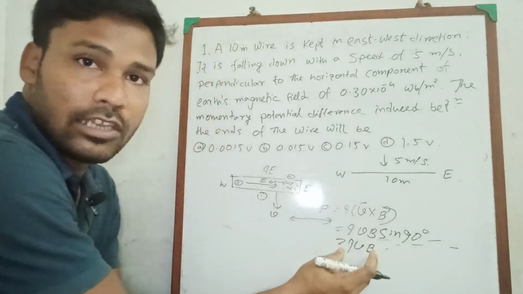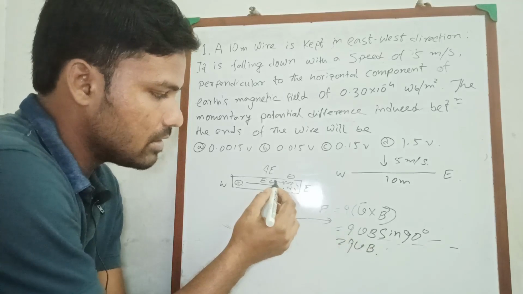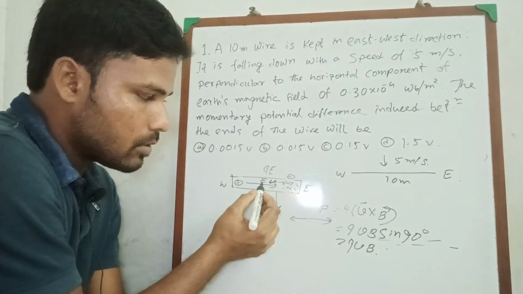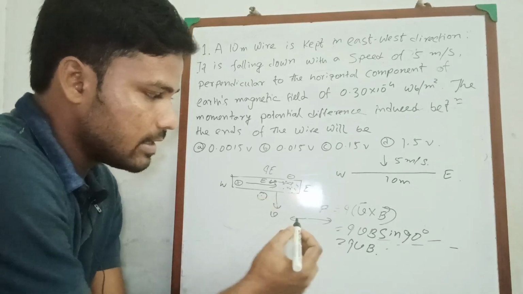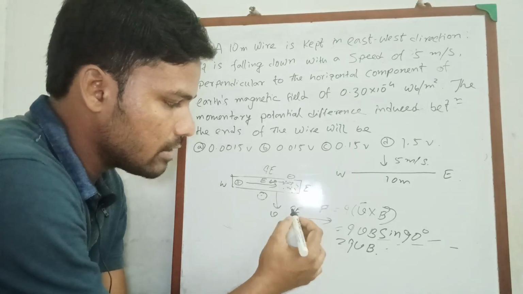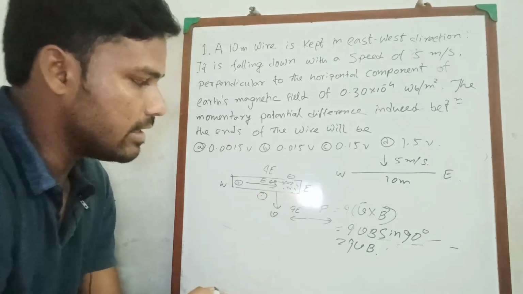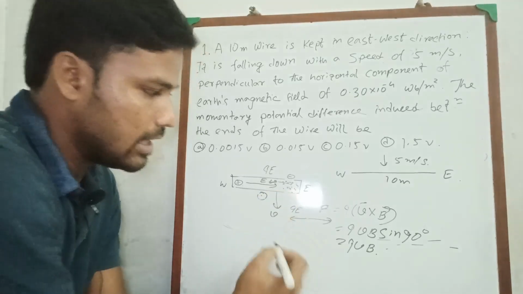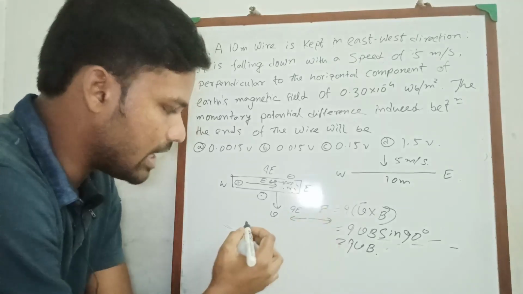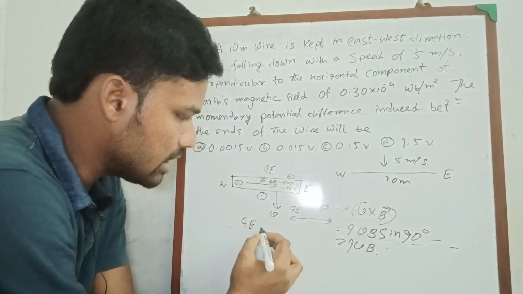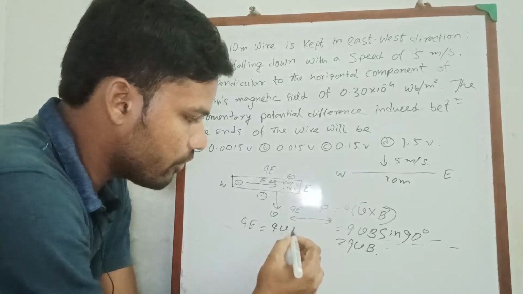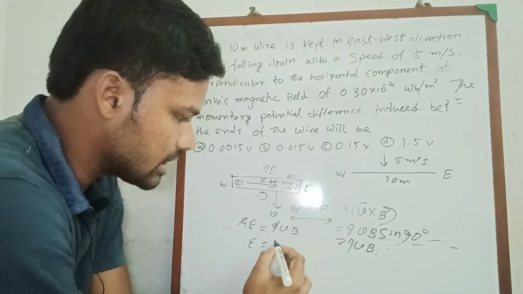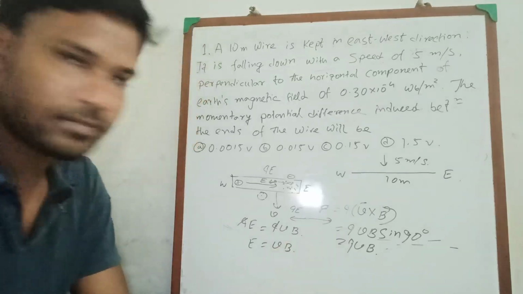This is the Lorentz force on this charge, and this side, due to the production of the electric field, is q into E. Whenever a charge is in an electric field, the force is q into E. So whenever these two forces are in balance, q into E must equal q v B. So the electric field value is v into B.